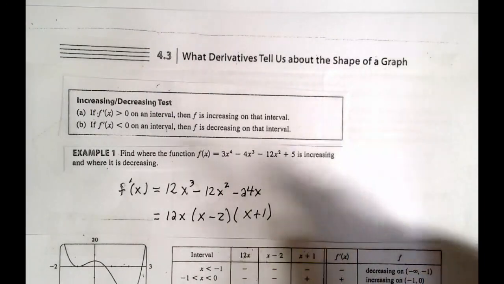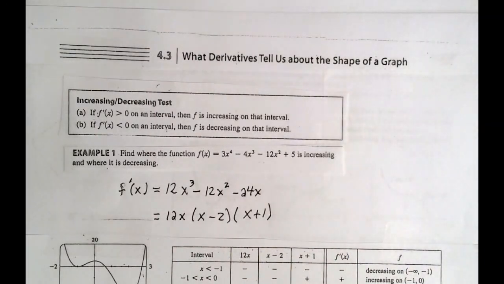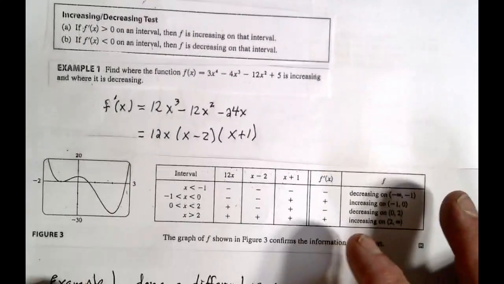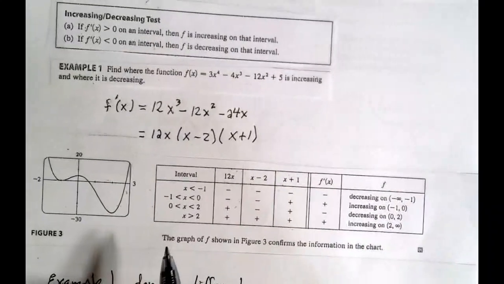Alright, this is section 4.3. In 4.3 we take the first and second derivatives, and we find out that when we take the first derivative and analyze it, we can find out where the original function is increasing and decreasing, and also where it has a local max or min. When you take the second derivative, we can find out its concavity and its inflection points. So, the book and the author do it a longer way.